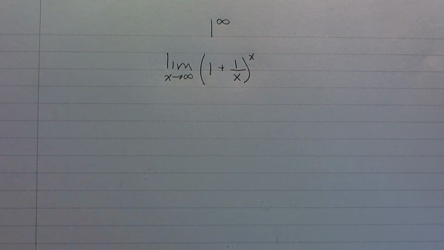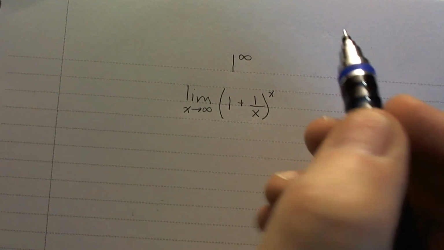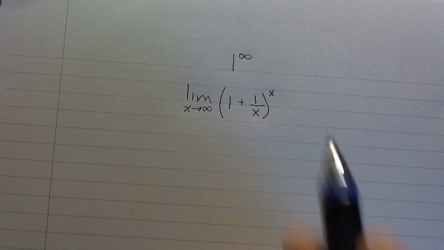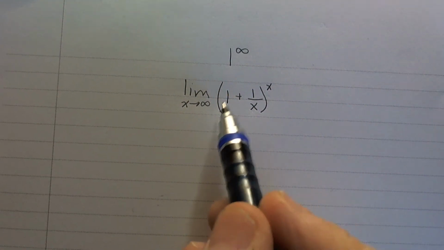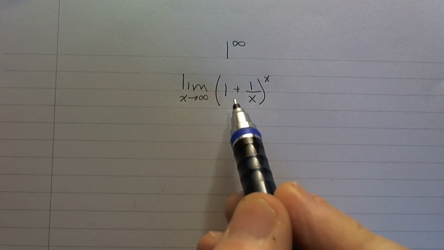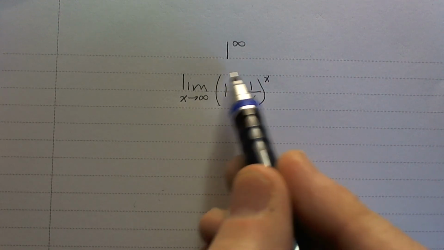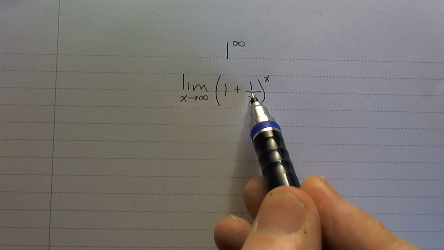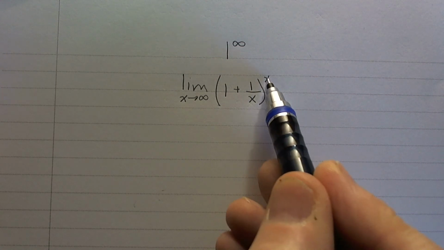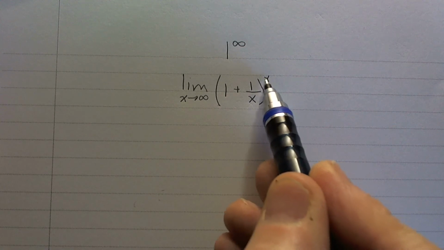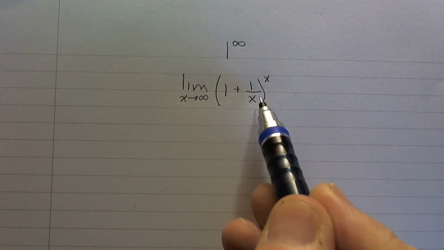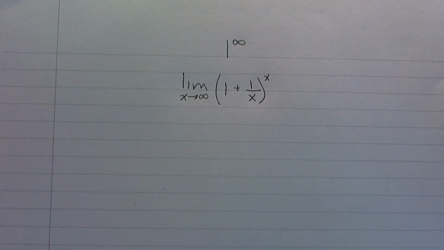Now let's consider the indeterminate case of 1 to infinity. Notice, for this limit, if we let x go to infinity, this inside just becomes 1 because this 1 over x goes to 0. And then, of course, as x goes to infinity, x is infinity. So you see this is a case of 1 to infinity. So how do we deal with that?